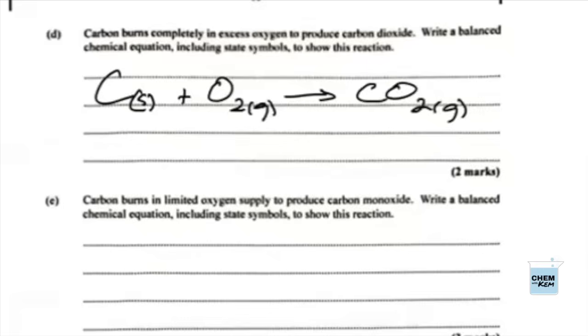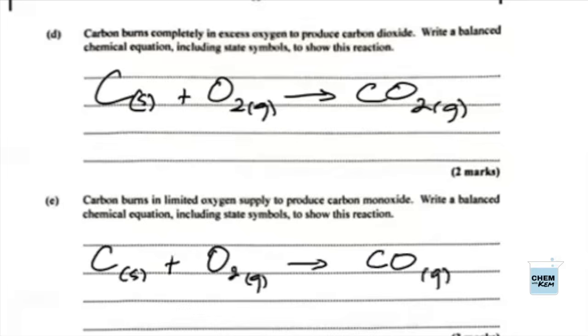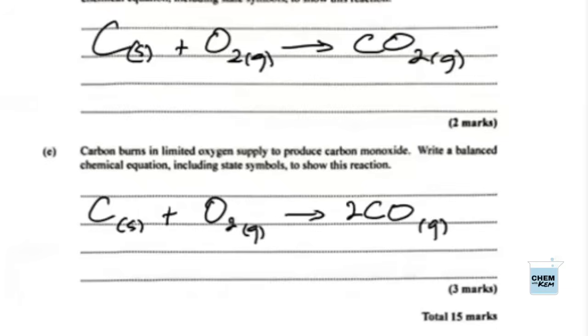Then they say in part E, carbon burns in limited oxygen supply to produce carbon monoxide. Write a balanced chemical equation, including state symbols, to show this reaction. So we're going to start. Carbon is a solid. We're still writing oxygen gas as O2. Then we write, instead of carbon dioxide, carbon monoxide. That's also a gas. So we now need to balance. We have 2 oxygen on the left, but 1 on the right. So we put a 2 in front of the CO, and that also changes the carbon to 2. So we put 2 in front of the carbon on the left to ensure that it's balanced. And just like that, you have 15 marks for number 2.